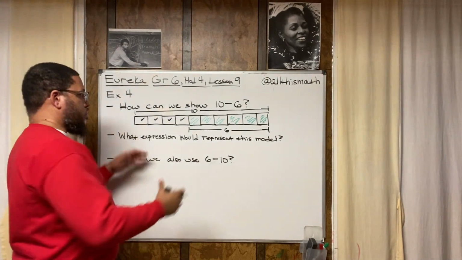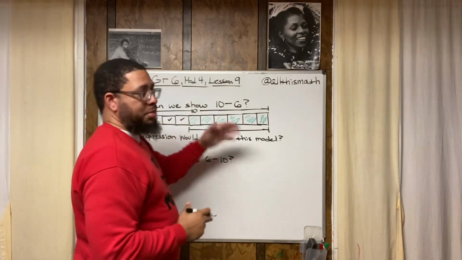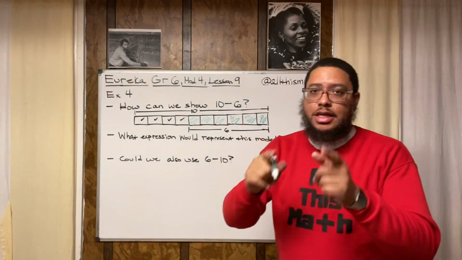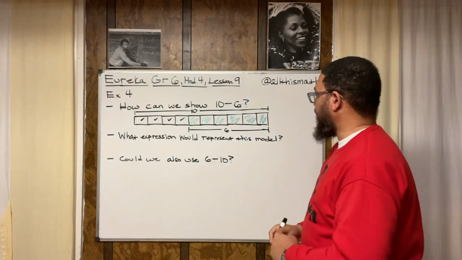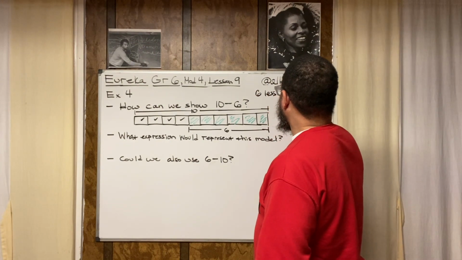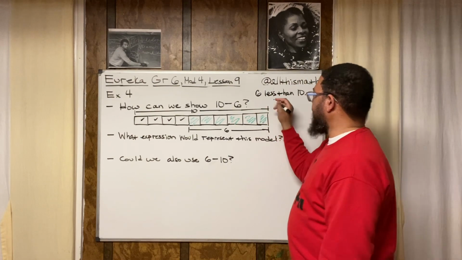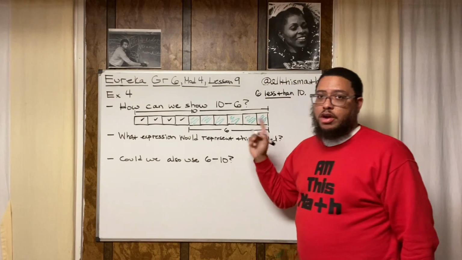You start out with 10, you take away 6. This also could be seen as 6 less than 10. That's another way to write this. 6 less than 10. This phrase "less than" is going to be very important.